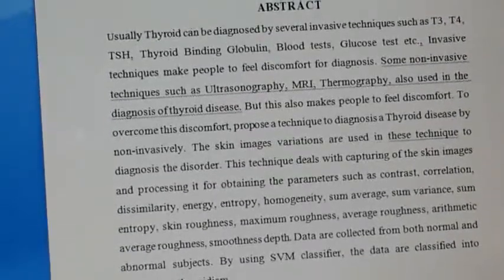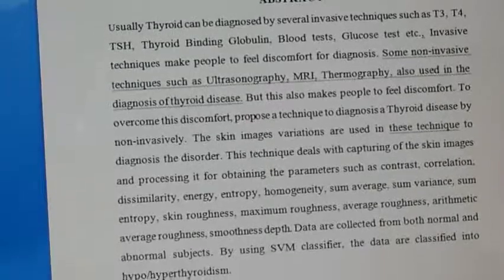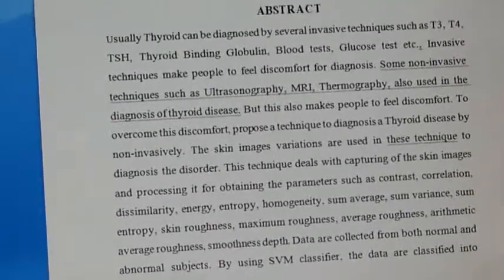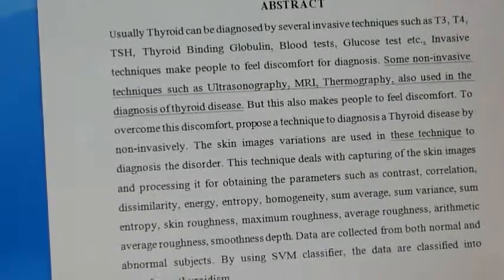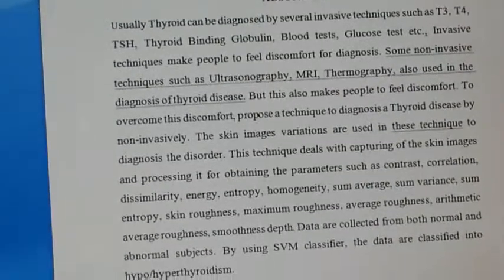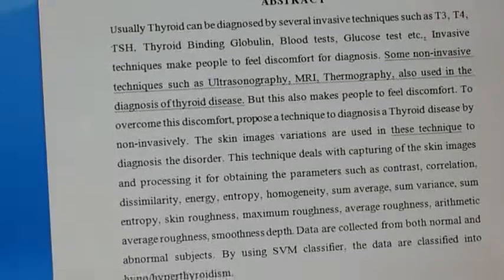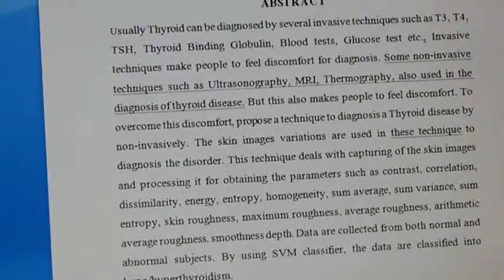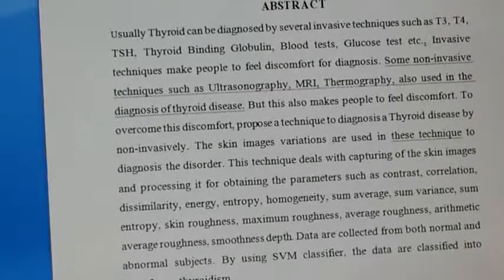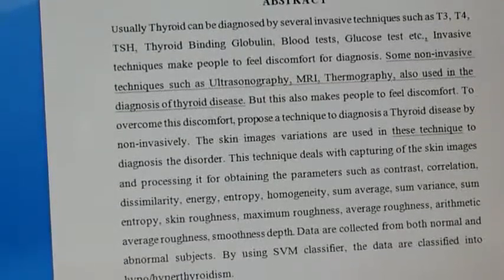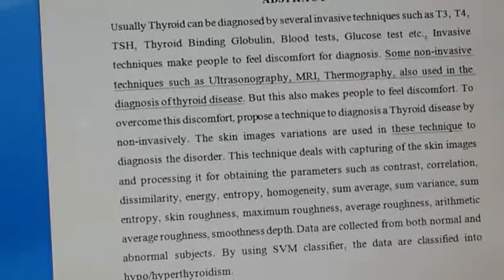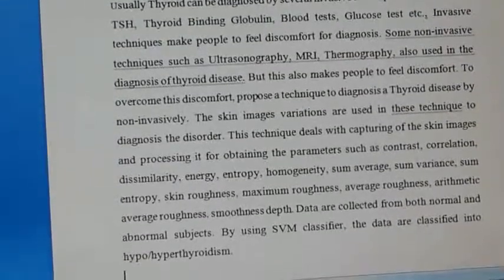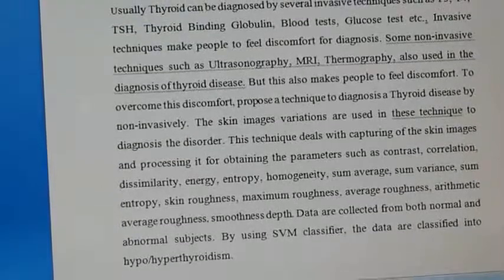Usually the thyroid disease can be diagnosed by several invasive techniques such as T3, T4, TSH, thyroid binding globulin, blood test, glucose test, etc. Invasive techniques make people feel discomfort for diagnosis. Some non-invasive techniques such as ultrasonography, MRI, thermography are also used for diagnosis of thyroid disease, but this also makes people feel discomfort. To overcome this discomfort, we propose a technique to diagnose thyroid disease non-invasively.